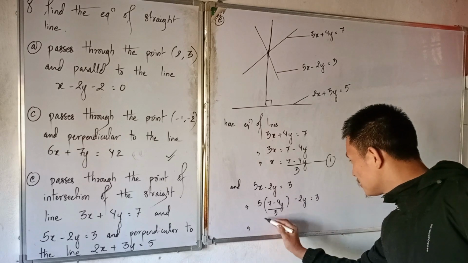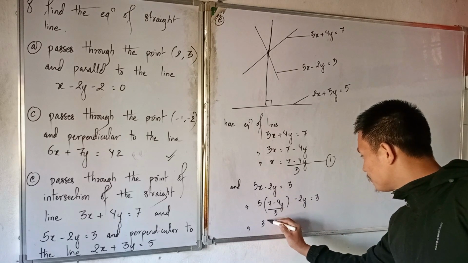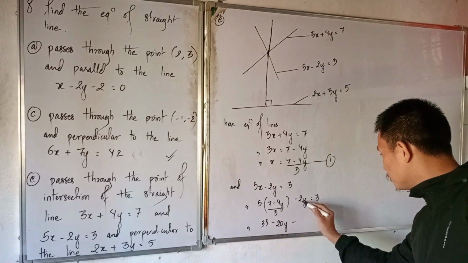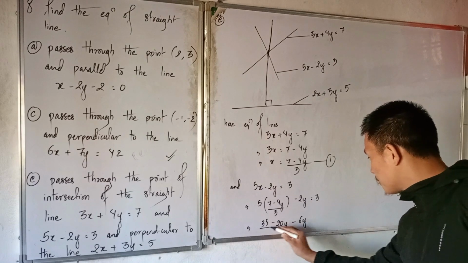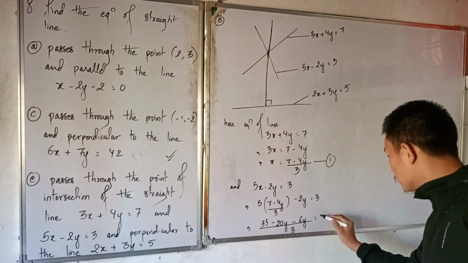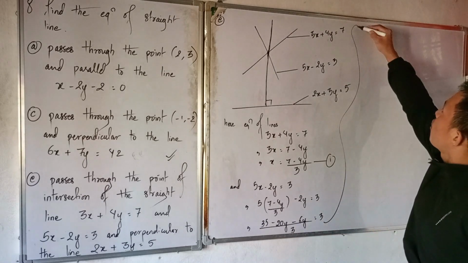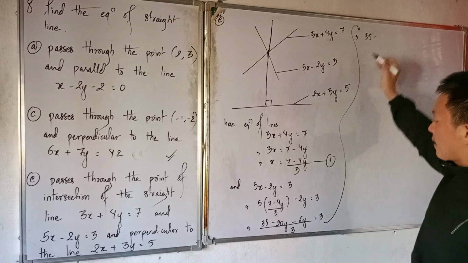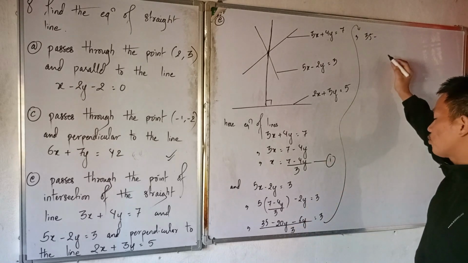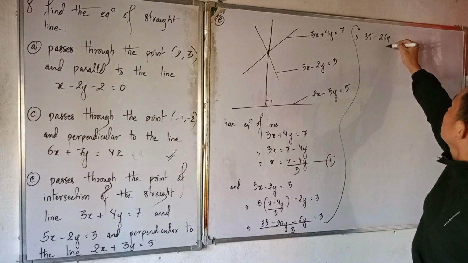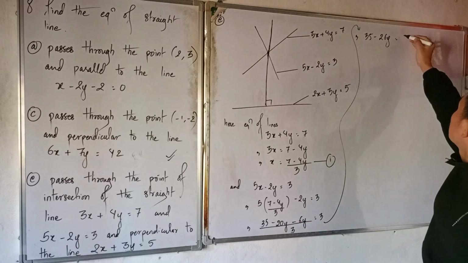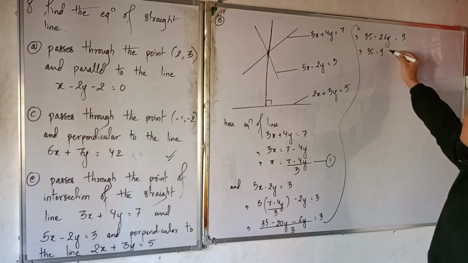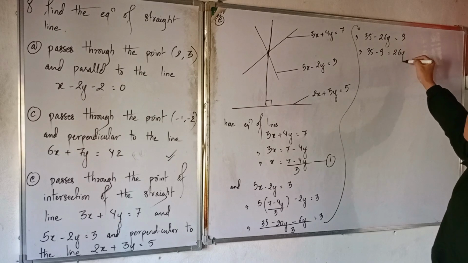Now just simplify this. 5 times 7 is 35, 5 times 4 is 20y. You take the LCM 3, so the 6y is divided by 3 equals 3. Now 35 minus 20y minus 6y, that becomes 26y, and 3 times 3 becomes 9 here. Okay, now 35 minus 9 is equal to 26y.